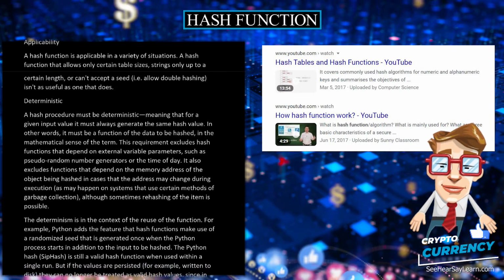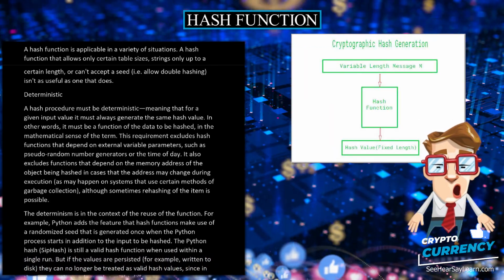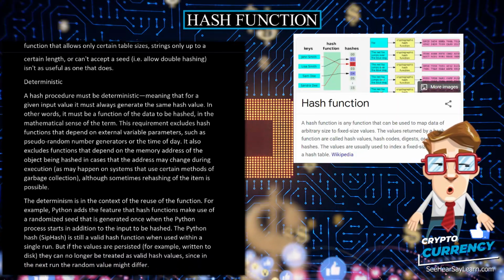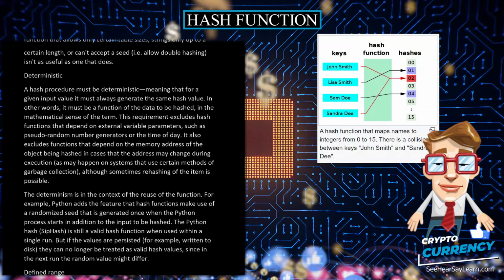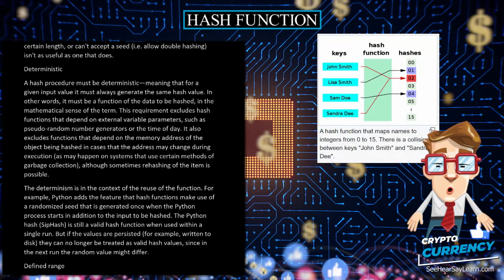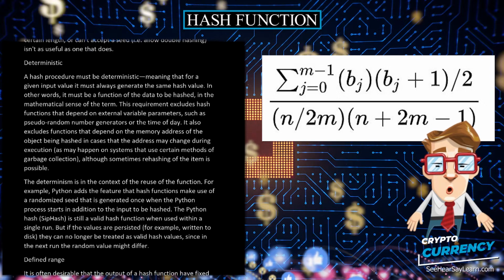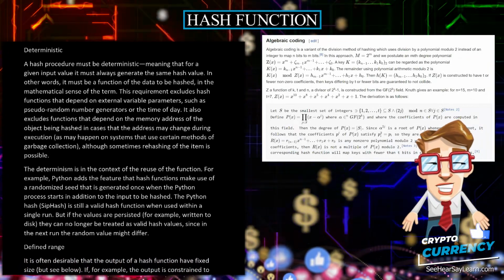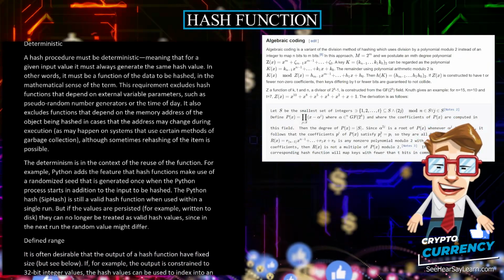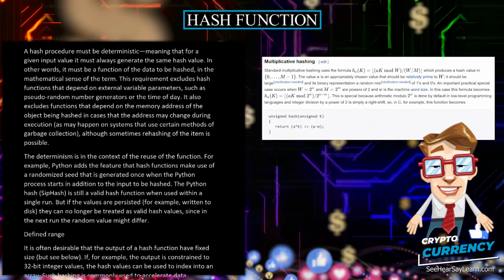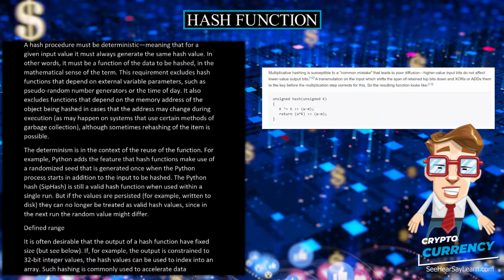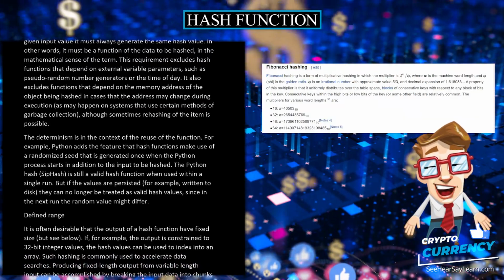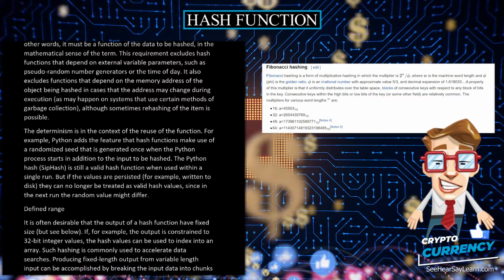Defined range. It is often desirable that the output of a hash function have fixed size, but see below. If, for example, the output is constrained to 32-bit integer values, the hash values can be used to index into an array. Such hashing is commonly used to accelerate data searches. Producing fixed-length output from variable-length input can be accomplished by breaking the input data into chunks of specific size. Hash functions used for data searches use some arithmetic expression which iteratively processes chunks of the input, such as the characters in a string, to produce the hash value.